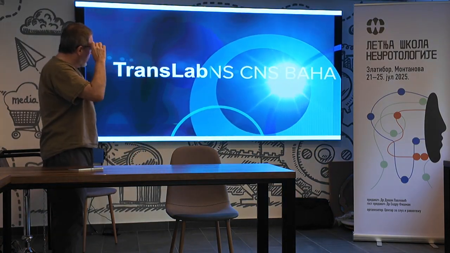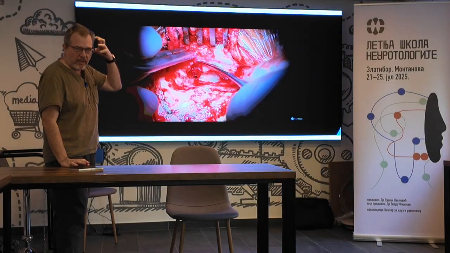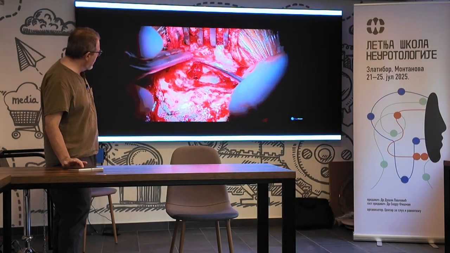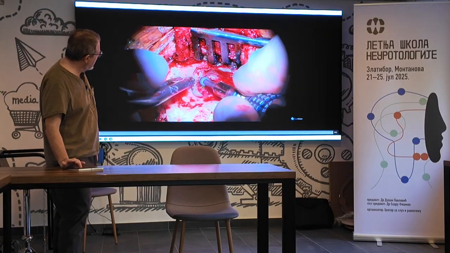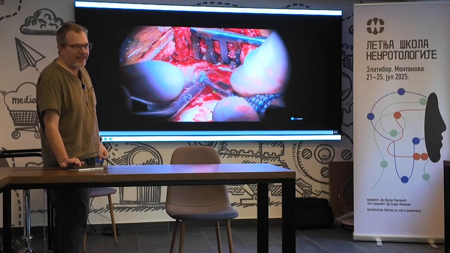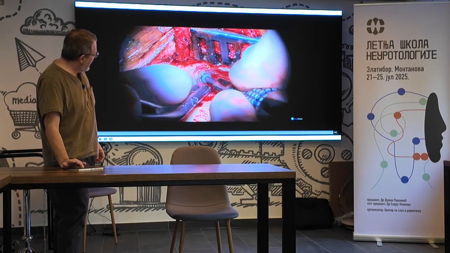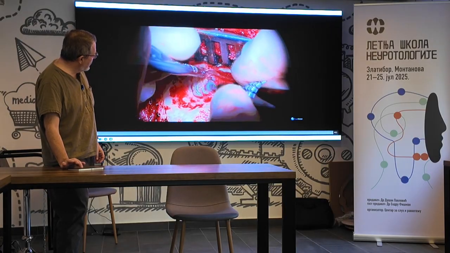So here, I'm going to show you a translabyrinthine approach, going through the labyrinth, so it doesn't involve a craniotomy. It's all done through the temporal bone. This patient already had an endolymphatic sac shunt. So now this is the right side, and I'm just opening up the mastoid very widely.